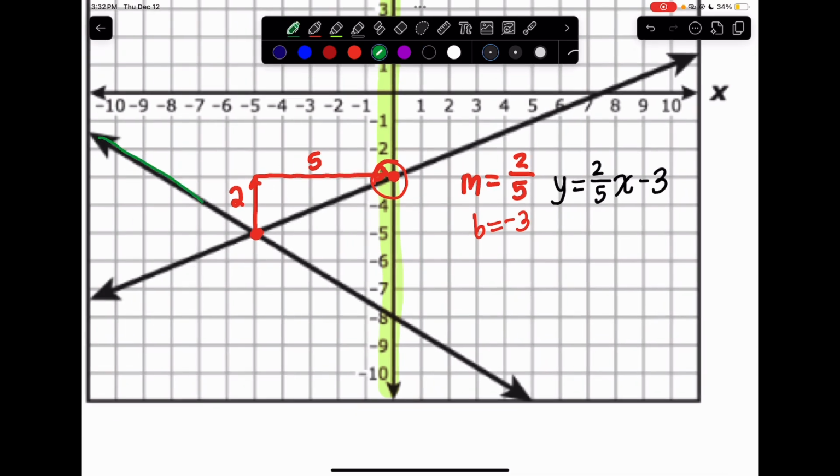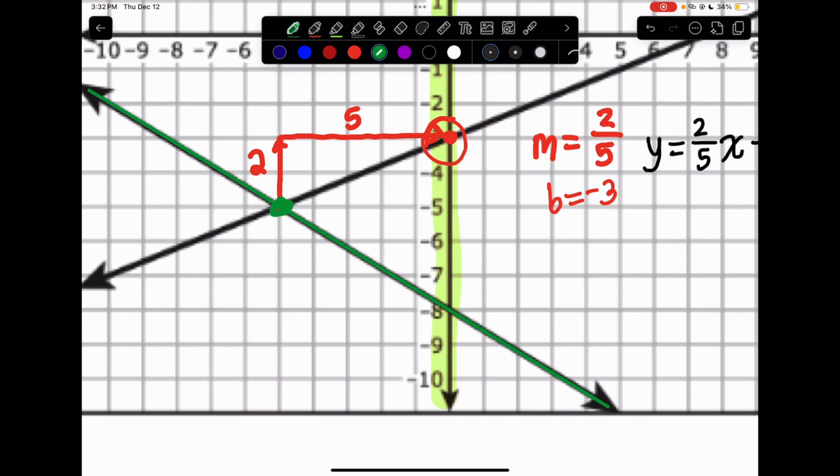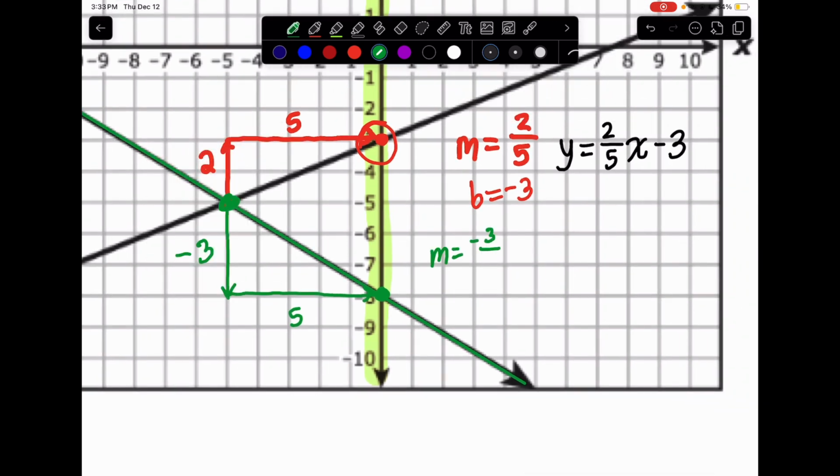For my line right here, again, I'm going to use this same point because I already know it's a pretty point. And I'll use, yes, the y-intercept looks pretty good. So here, my rise is, 3 jumps, but I'm going down by 3. So my rise is actually -3. And my run is also 5. So my slope is -3/5. And then again, my y-intercept looks like -8. So my equation altogether would be y equals -3/5 x minus 8.